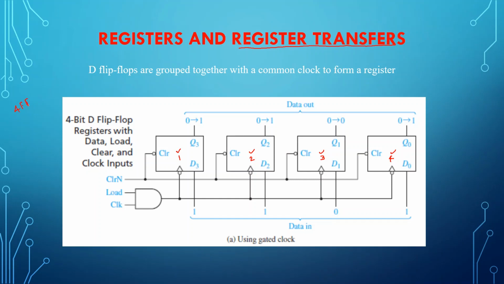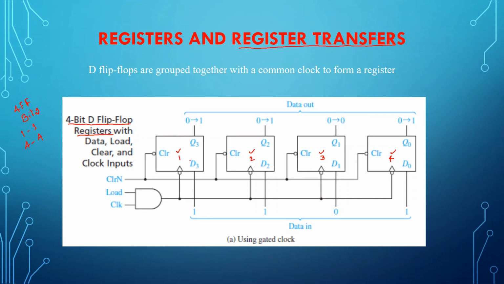When you connect four flip-flops, how many bits of data can it store? One flip-flop can store one bit of data, so four flip-flops can store four bits of data. You can directly conclude that the circuit diagram I am seeing here is a register with a capacity of 4 bits. That is what it says, 4-bit D flip-flop register. It's a register made up of D flip-flops which has the capacity to store 4 bits of data. That is why we call it a 4-bit D flip-flop register.